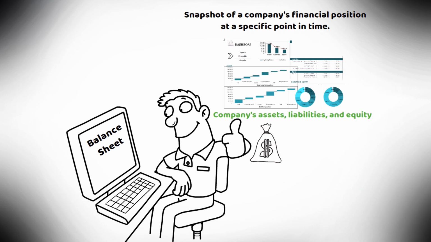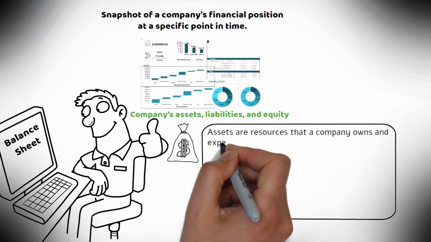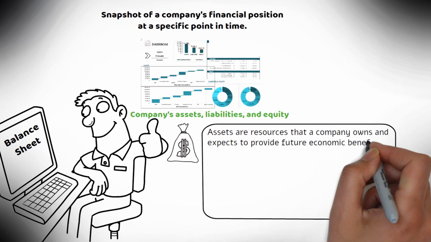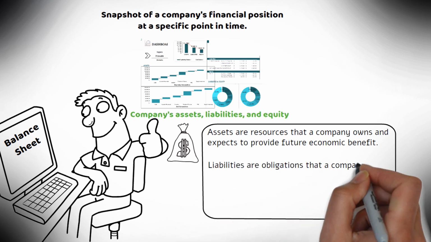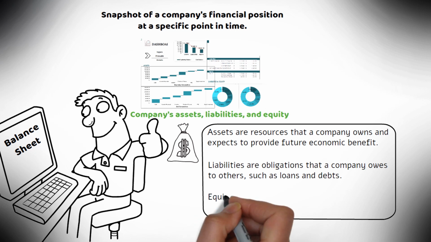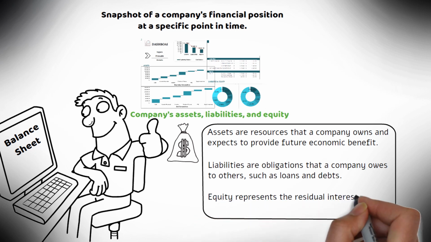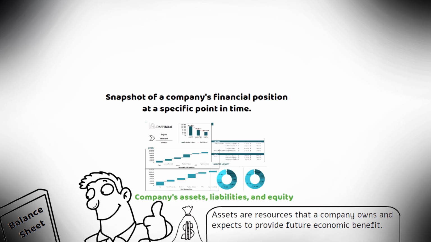First, let's define some key terms. Assets are the resources that a company owns and expects to provide future economic benefit. Liabilities are obligations that a company owes to others, such as loans and debts. Equity represents the residual interest in the assets of a company after liabilities are paid.